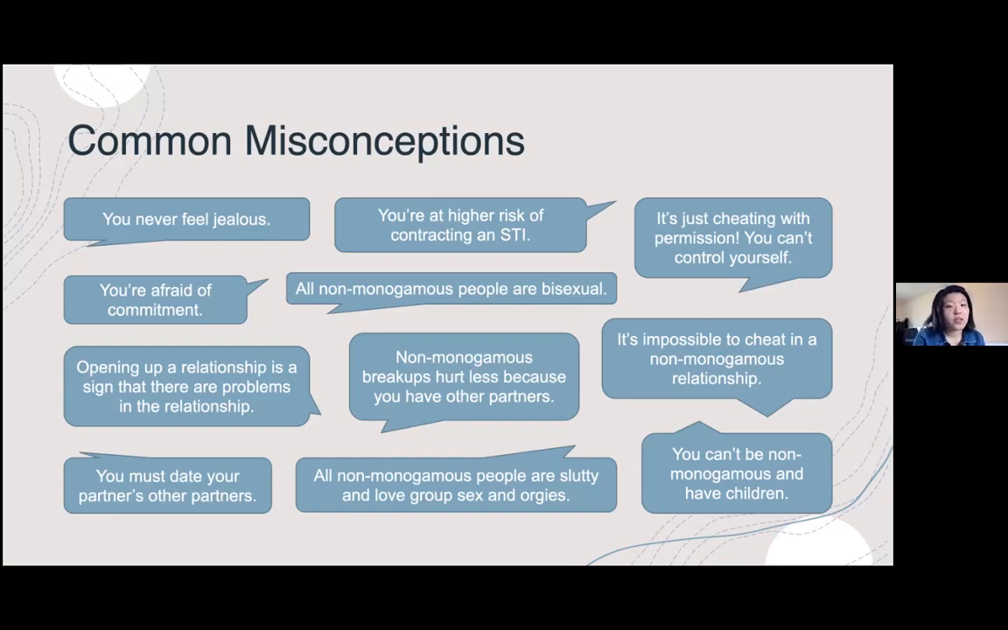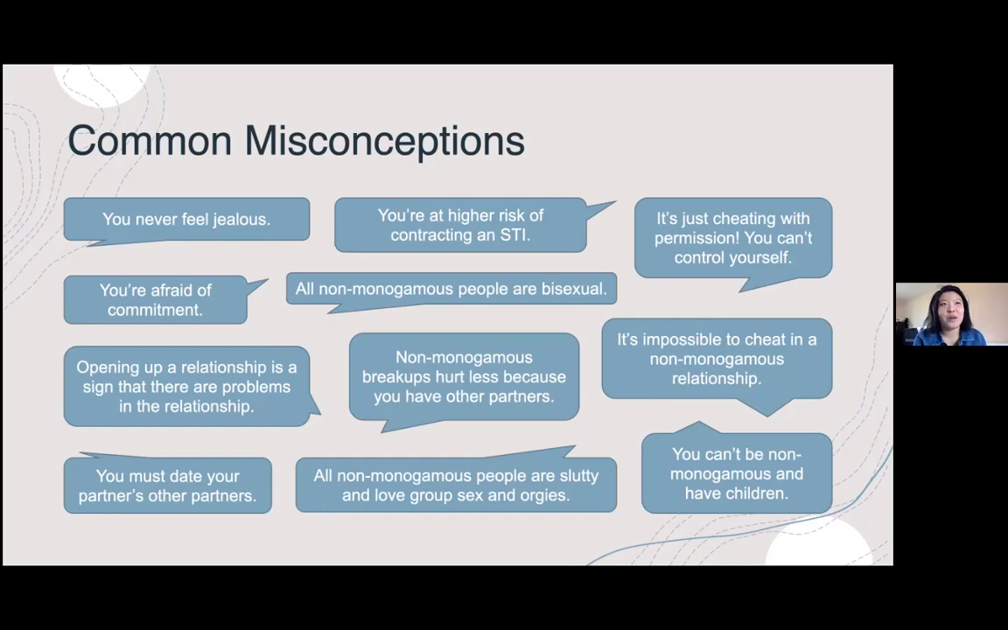So the next one, non-monogamous breakups hurt less because you have other partners. Now, whenever people bring this up to me, I usually counter, if you had, say, 3 children and one of them died in a horrible accident, would you say to the mother, oh, well, it's fine that your kid died, you still have 2 others, right? Obviously not. That would be extremely cruel.